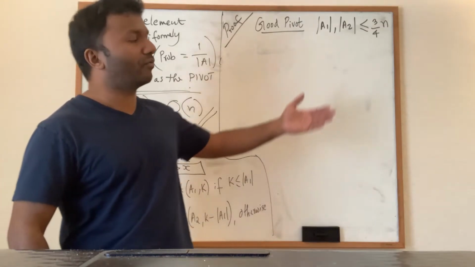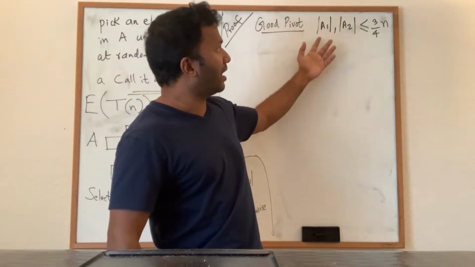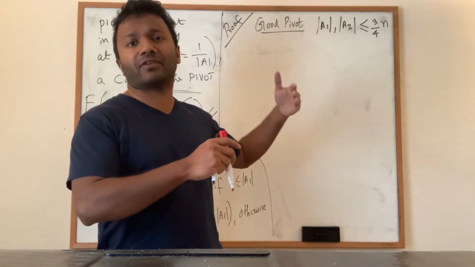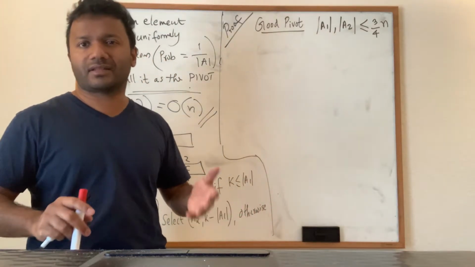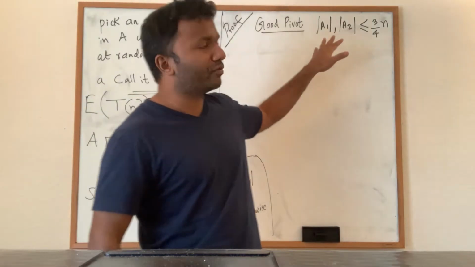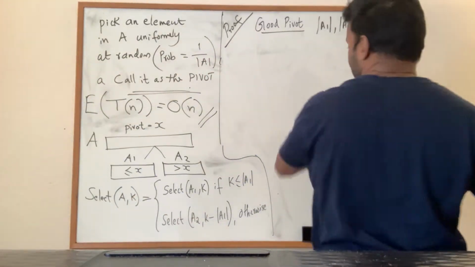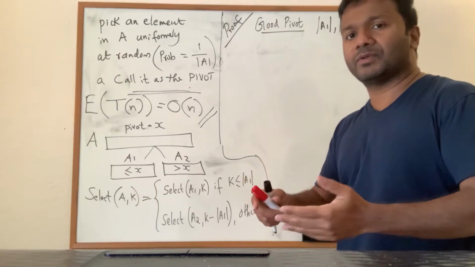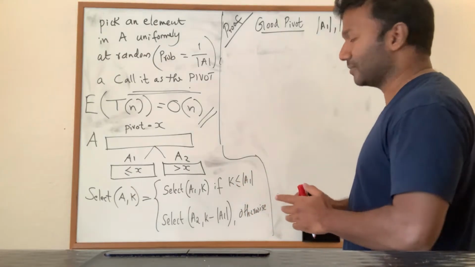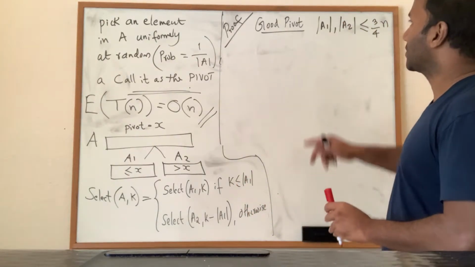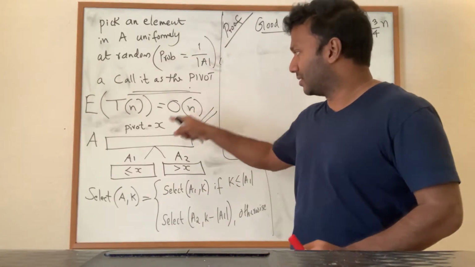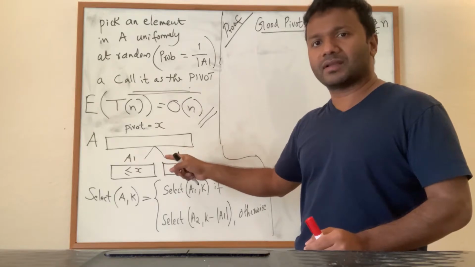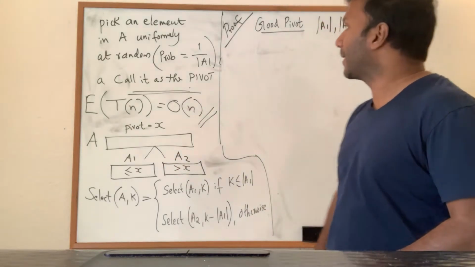But you cannot have the size of A1 being like 90% of n and the other one 10% of n. That's not allowed. We want it to be somewhat balanced. In this case, the sizes will be within a factor of 3. So if this condition is satisfied, then I will call the randomly chosen pivot a good pivot.